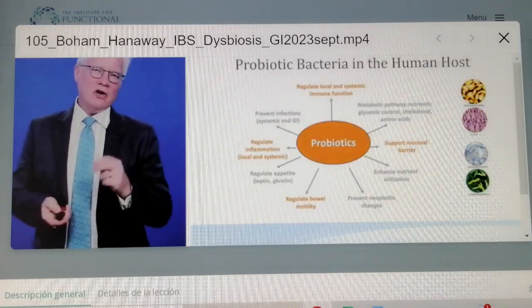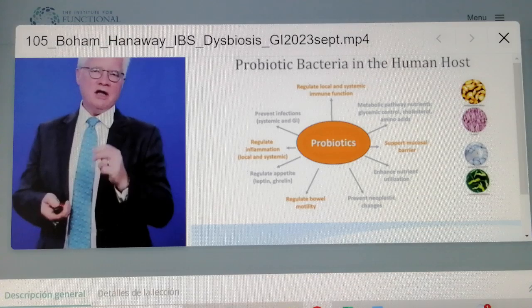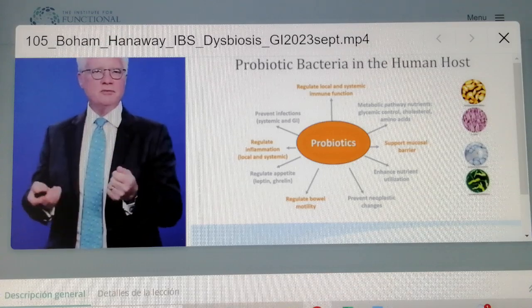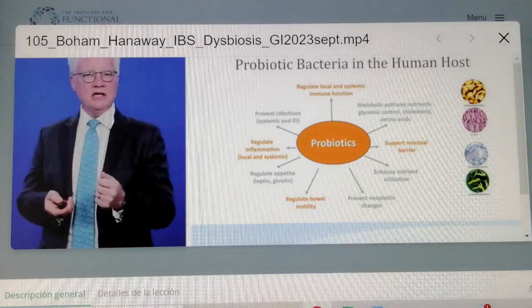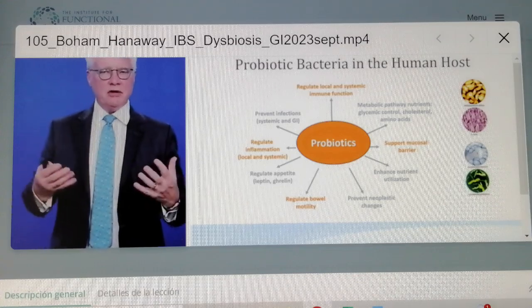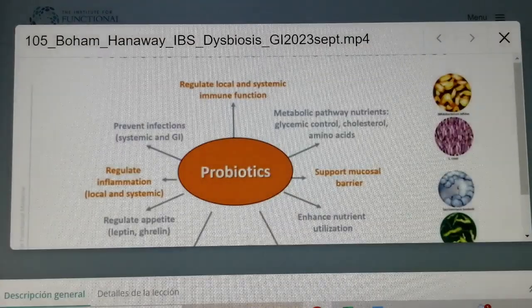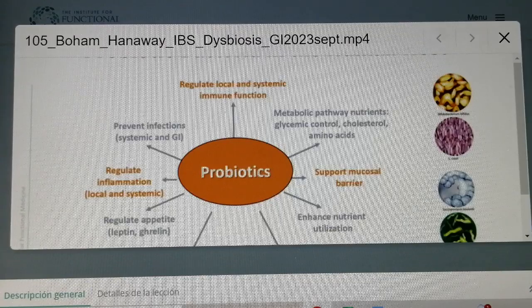So probiotics will have an effect. It can have an effect on the immune system. That's the first big thing that we know about. But probiotics can also regulate motility. They can support the mucosal barrier. The mucosal barrier, which is about 30 micrometers thick, is made up of mucopolysaccharides, but also various bacteria that are present there.